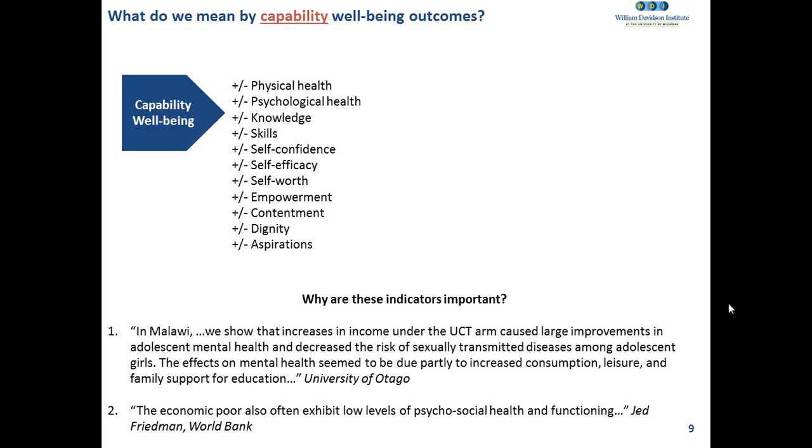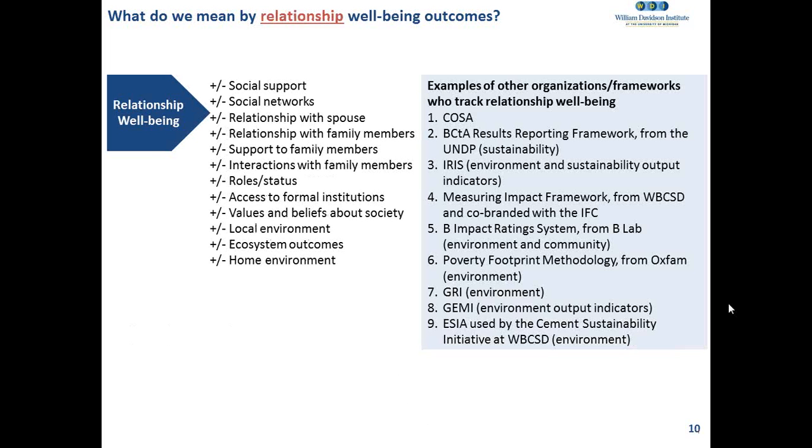Moving on to the next slide, I'm going to talk about relationship well-being. An individual's well-being is affected by their relationships with others and the environment. We often forget to account for how engaging with social enterprises or programs affects these relationships. The relationship dimension moves beyond the individual by examining how interactions with others increase or reduce their isolation and the poverty they experience. Such indicators include changes in social support, social networks, relationship with spouse, the relationship with family members, the support they receive from family members, or the types of interactions, and their roles and status.